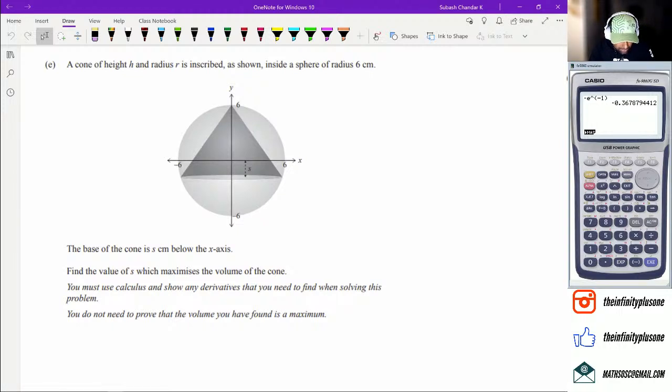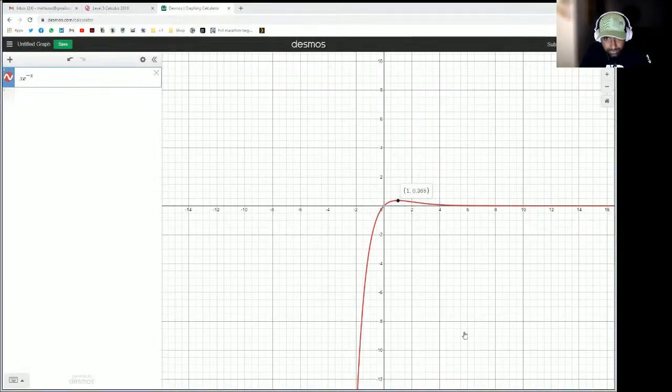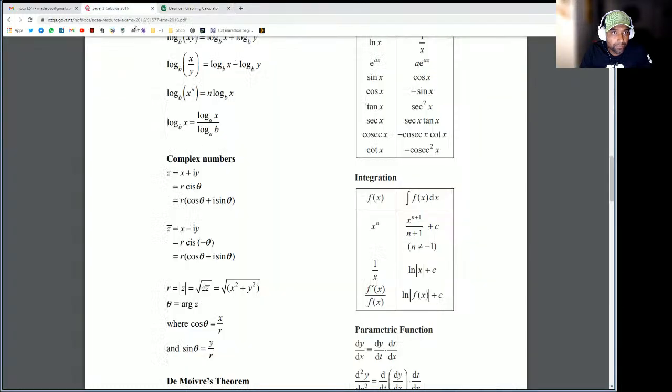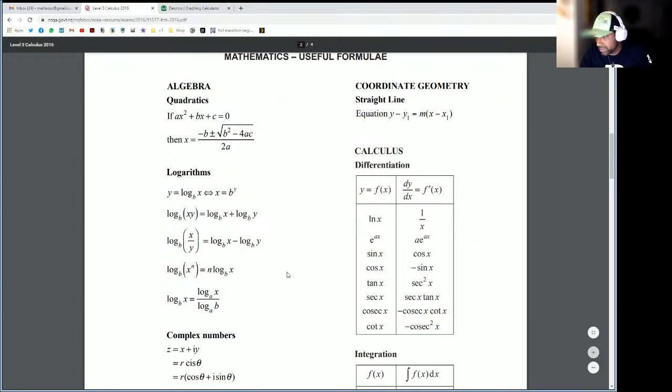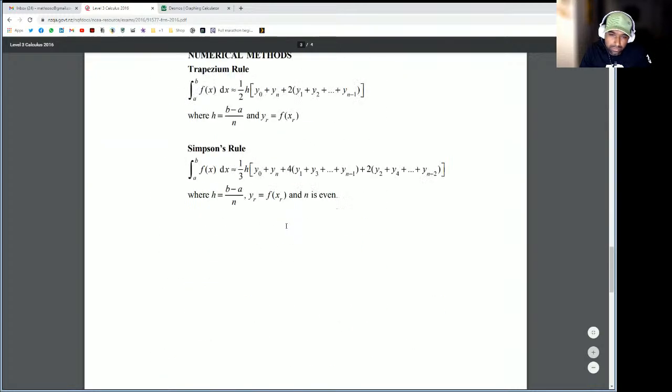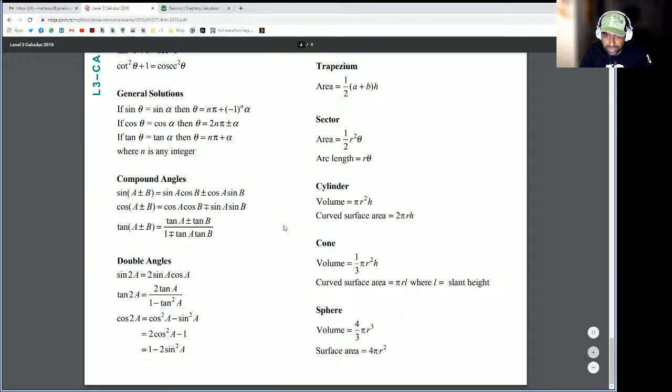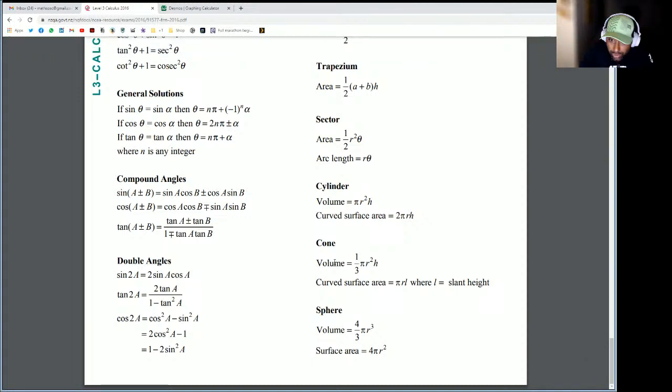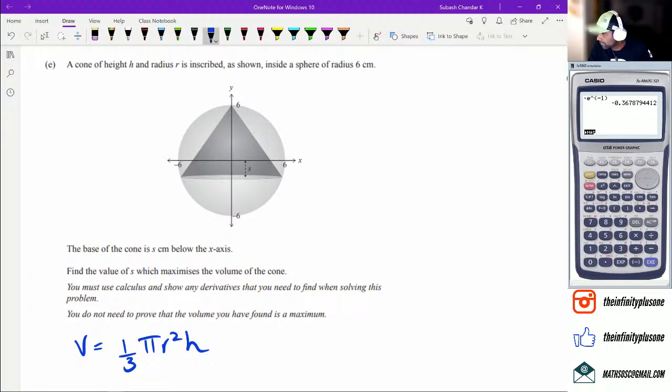All right, so let's go see if we can find the formula sheet. Now, most of these volume questions that they do in calculus, they give you the formulas there. So we've got the volume of a cone. The volume of a cone is 1/3 pi r squared h. Just going to take that down first. So that's the first thing.